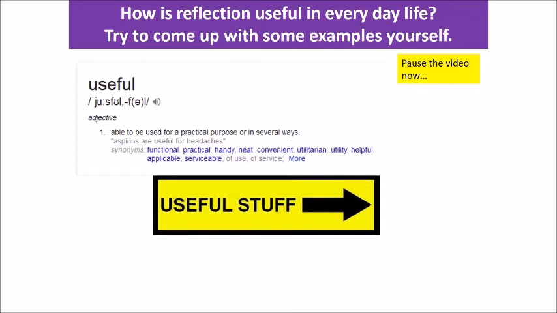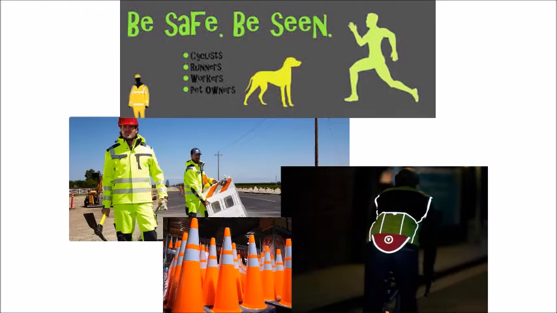Now, let's stop for a moment and consider where we use reflection or why reflection is useful. I mean, I know it's nice looking at your reflection in the mirror, but where else do we use reflection? Stop the video and have a think. So, if you managed to come up with high-vis jackets, reflective cones, for example, or reflective paddles on the backs of bicycles, well done. If you came up with some other ones, I'd love to hear them.